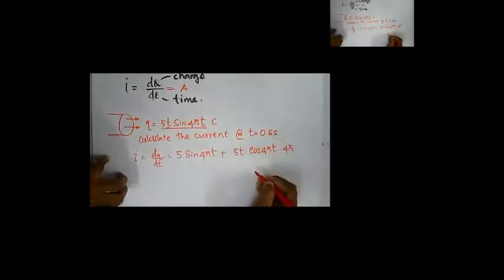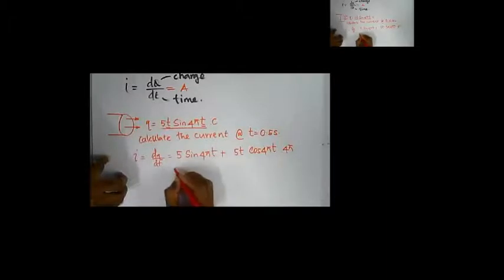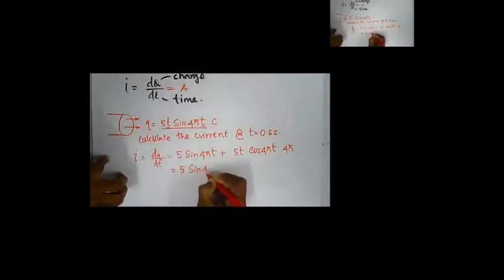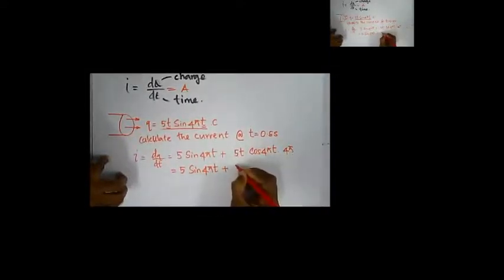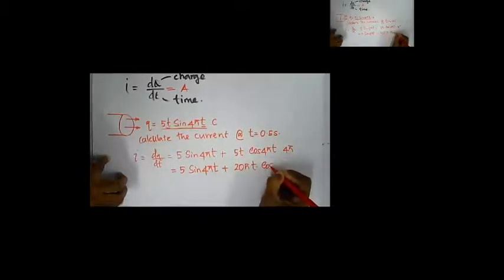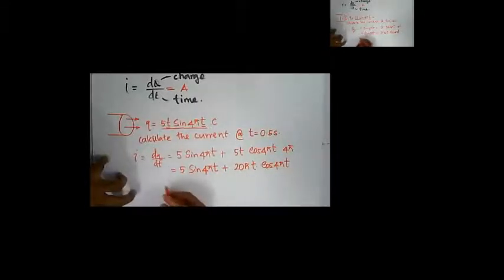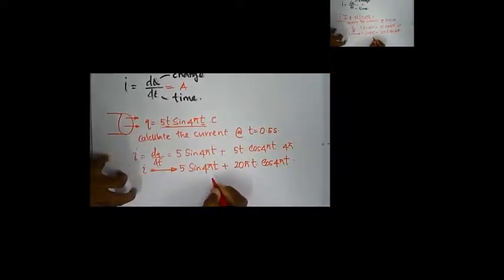Integrating the 4 pi t terms, I can rewrite the current as 5 sine 4 pi t plus 5 into 4, 20 pi t into cos 4 pi t. Now you have your equation for current.